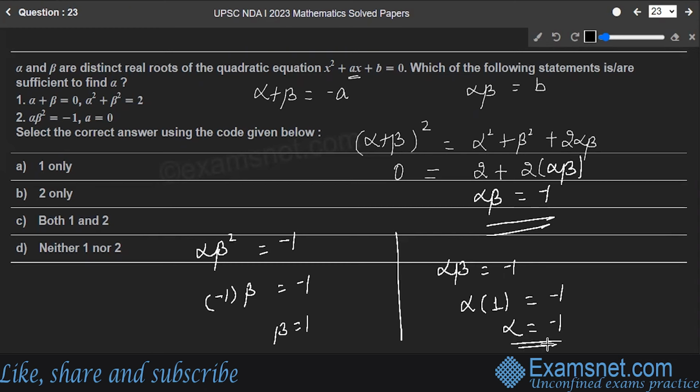So clearly I used both the statements to find out the value of alpha, which means I need both of them to find out the value. Option C is the correct answer. Hope you got that. Let's move to the next question, number 24.